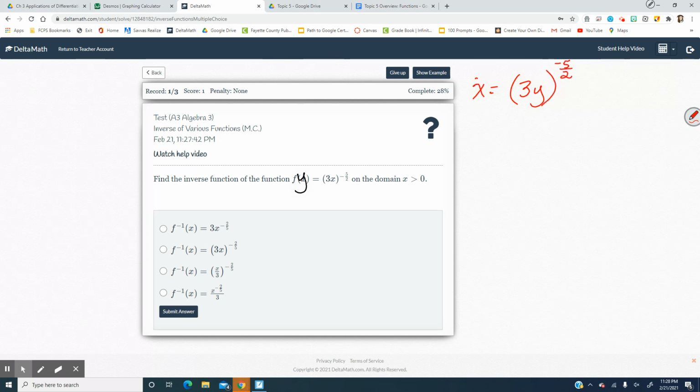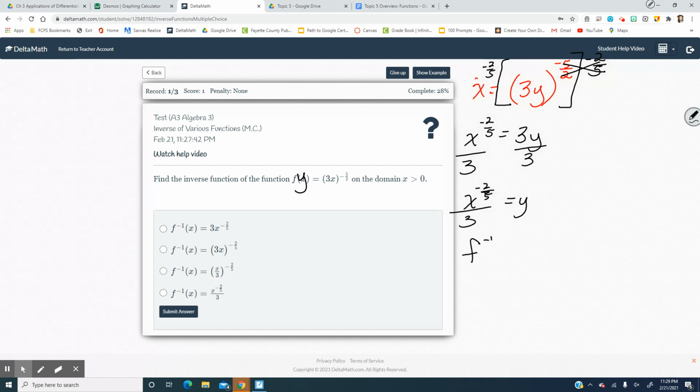To the negative 5/2. I can't divide by the 3 first because the 3 is inside the parentheses. So I do actually need to raise both sides to the negative 2/5. We were right. So now I have x to the negative 2/5 equals, on the right side, negative 5/2 times negative 2/5, those cancel. I'm left with 3y. Now I can divide both sides by 3. X to the negative 2/5 over 3 equals y, and then replace the y with the inverse notation.